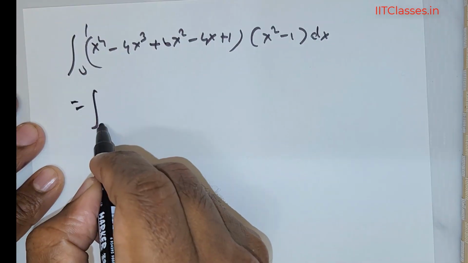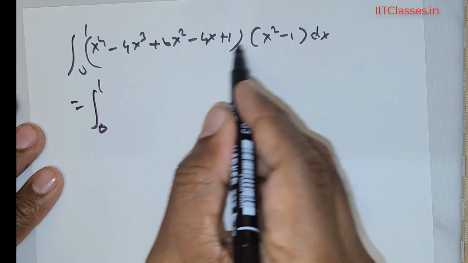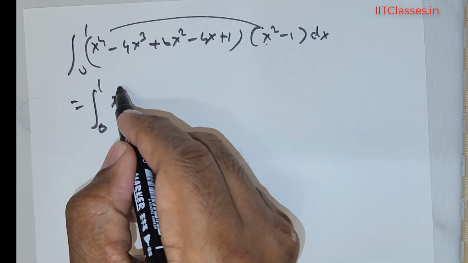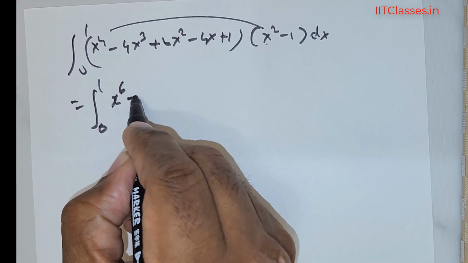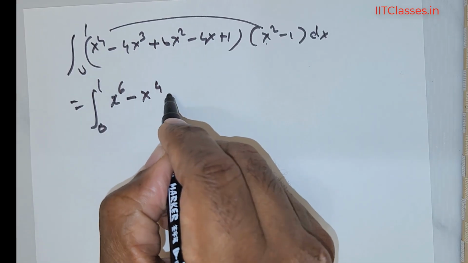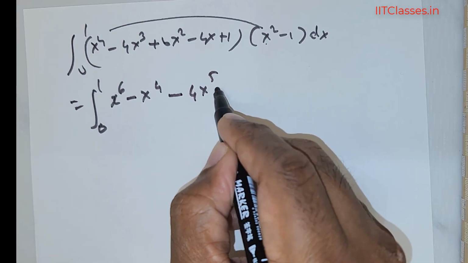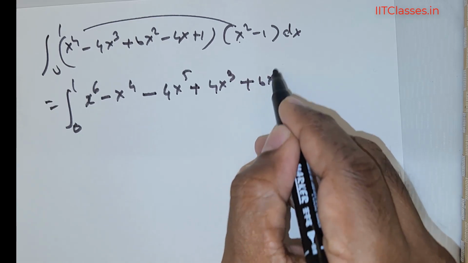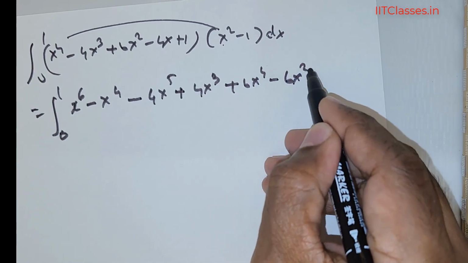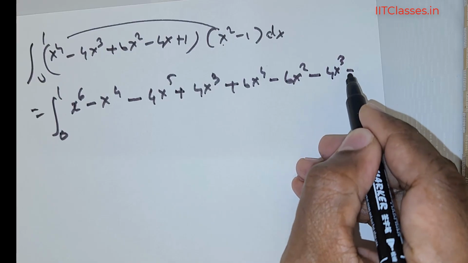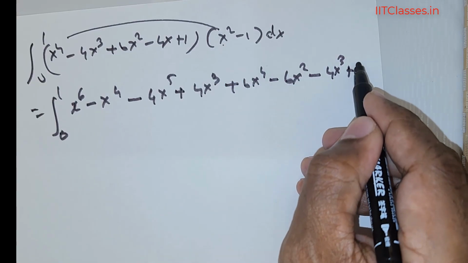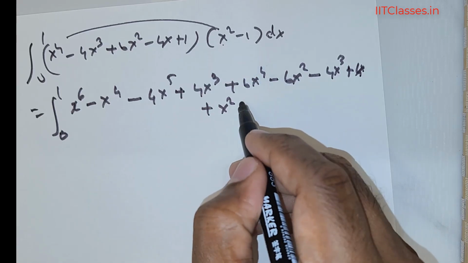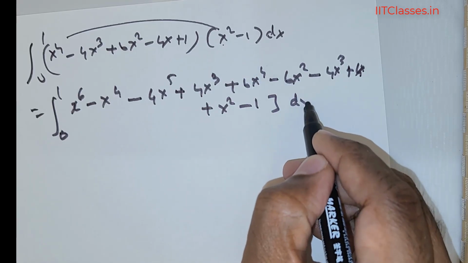So we will multiply these terms. x to the power of 4 times x squared gives me x raised to the power of 6, negative x raised to the power of 4, negative 4 times x raised to the power of 5, positive 4x to the power of 3, positive 6x raised to the power of 4, negative 6x squared, negative 4x raised to the power of 3, positive 4x, positive x squared, negative 1 times the dx.